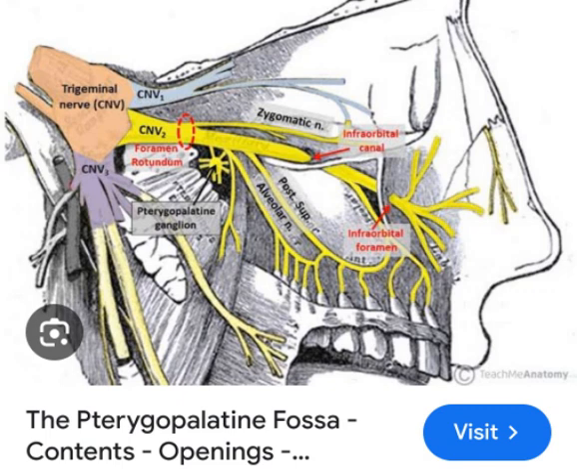Anatomy, Pterygopalatine fossa. Published by NCBI.